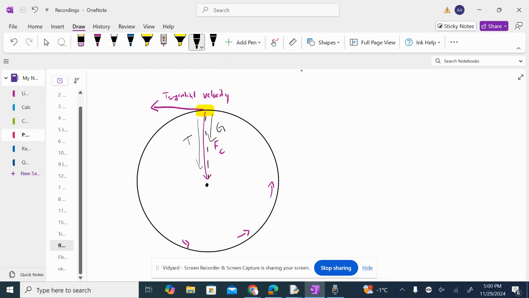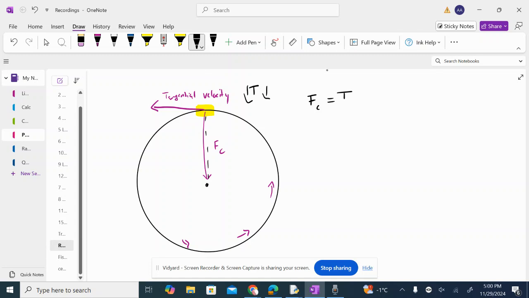Always draw this diagram if you have no idea. Fc is always our reference vector. It's always our reference force. So whichever direction Fc is pointing in, that is going to be positive. So Fc is always equal to, and then we take a look at all of our other forces. We have a tension pointing downwards. Is that in the same direction as Fc? Yep, it is. So positive tension.